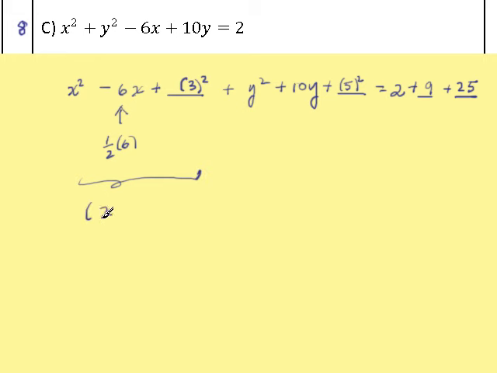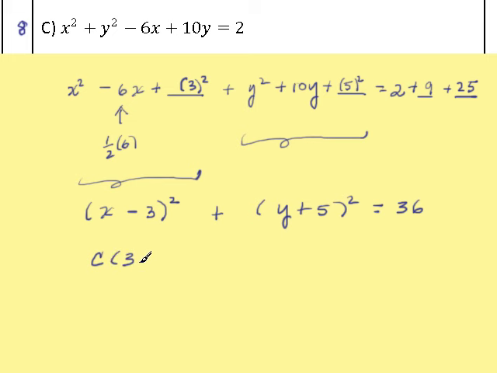And now let's factor this. So that would be x, and here we have a 3 with a minus in the middle, (x minus 3) squared. And now let's factor the y polynomial, and that would be (y plus 5) squared. And now just add these up, and that's 36. So we have the equation now written in standard form, and we can just read off the center. The center is positive 3 for the x-coordinate, minus 5 for the y-coordinate. And the radius is the square root of 36, so that would be 6.